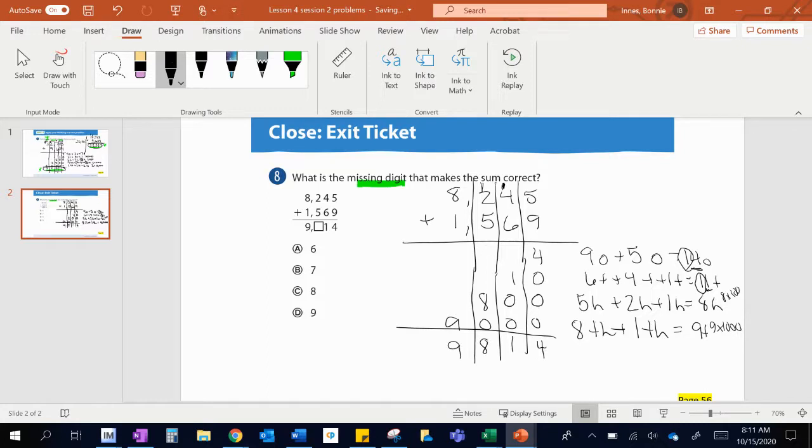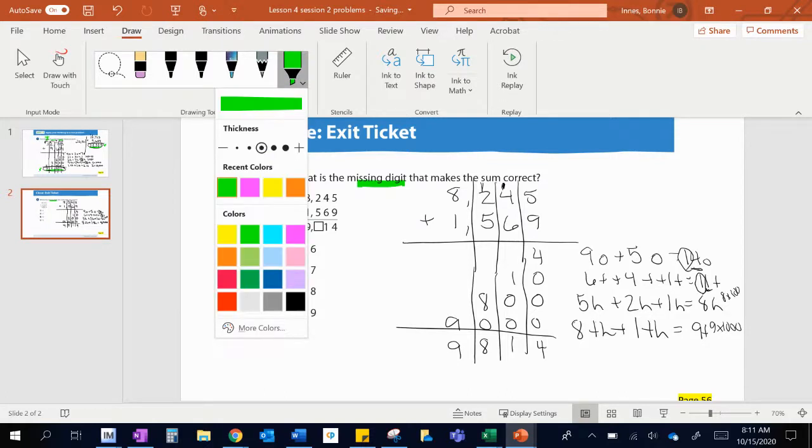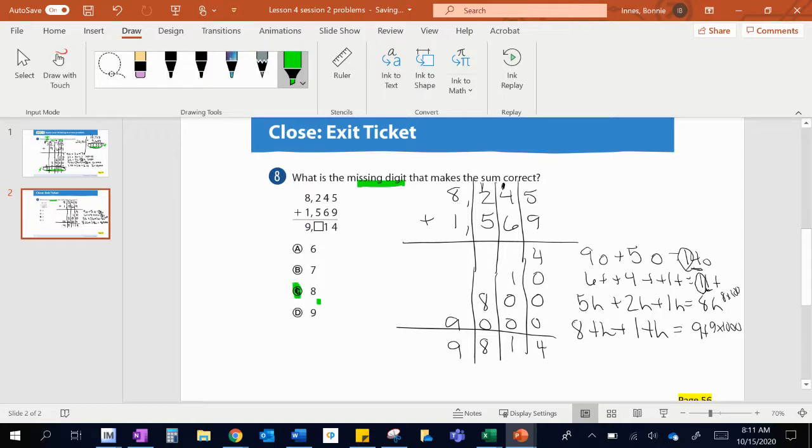Now I can look at my answers. 9 something 14. If I look in the 100 spot, it would be an 8. I can also check to make sure that my work aligns with it. I have a 4, I have a 1, something, and a 9. This matches, this matches, this matches, and mine would make it true.